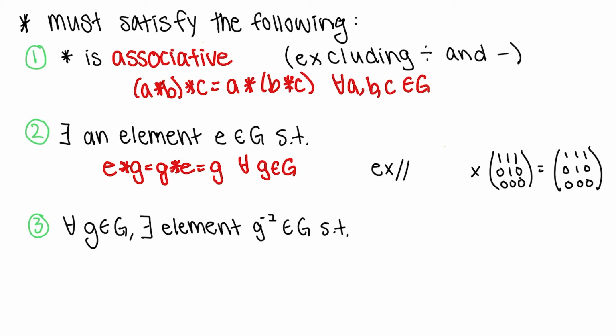Another identity that many of you might be familiar with is the identity matrix in linear algebra. That helped me at first, so if you do matrix multiplication, you multiply the identity against any other matrix, it'll give that matrix back.